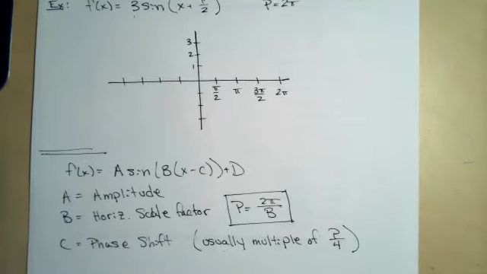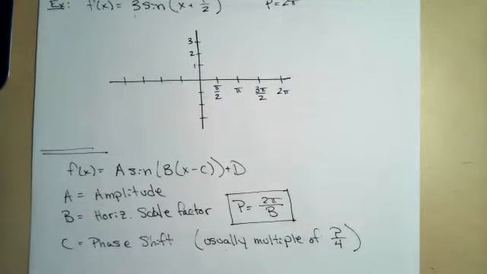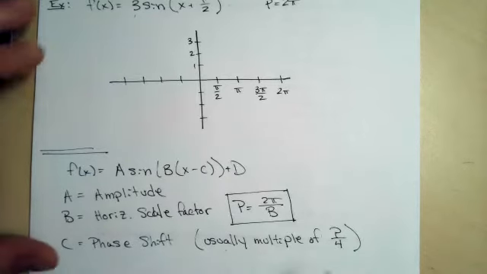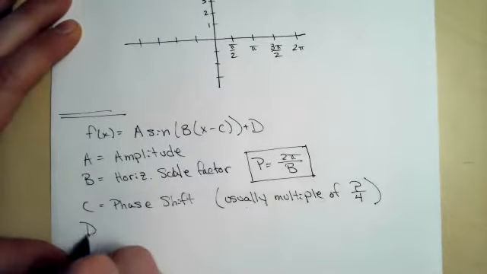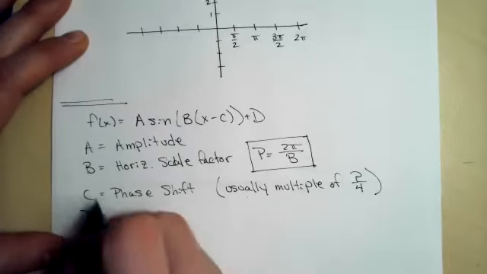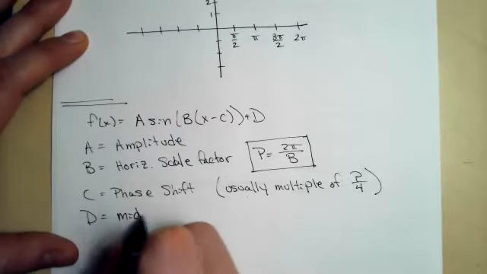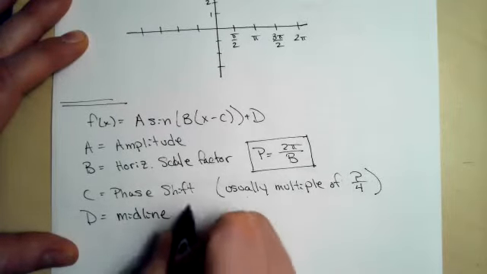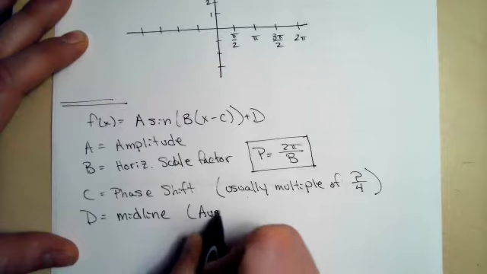Again, not always the case, and sometimes when it doesn't line up with the tick marks we like to draw, it's going to be a little bit wonky. Maybe I'll say a few words on how to do that once we get to our final example, which is a little bit more involved. And then I guess the last thing is our D. So D is the midline, or also the average value.